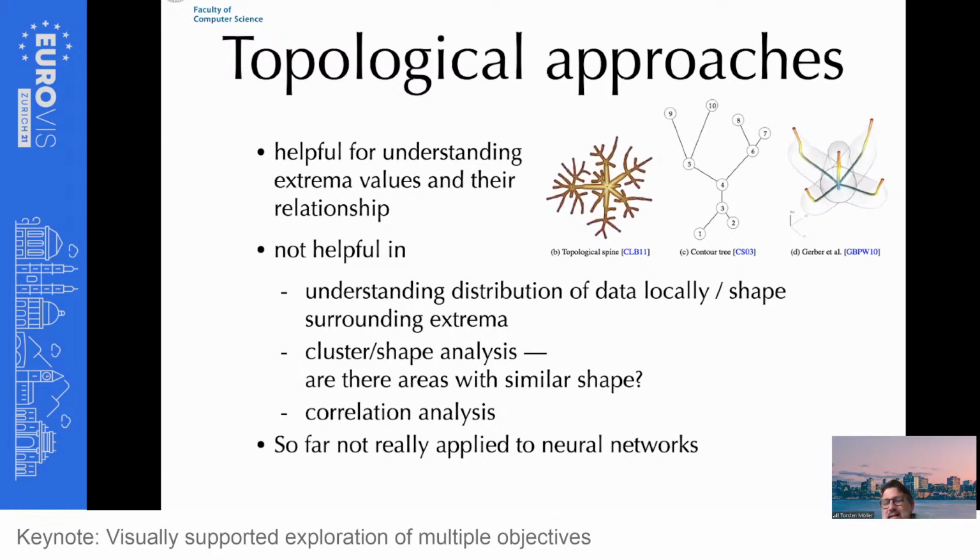And that's exactly what's important for optimization techniques. They're less helpful for shape analysis, cluster analysis. Are there, for instance, areas with a similar shape, as well as for correlation analysis. And so far, I would argue these ideas, and I think there's potential here, are not so much explored yet for understanding loss functions or, in general, neural networks.